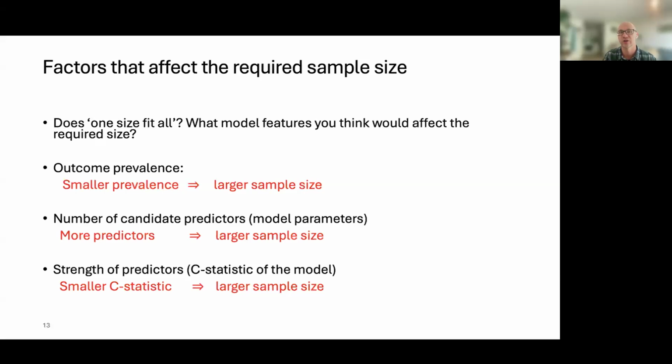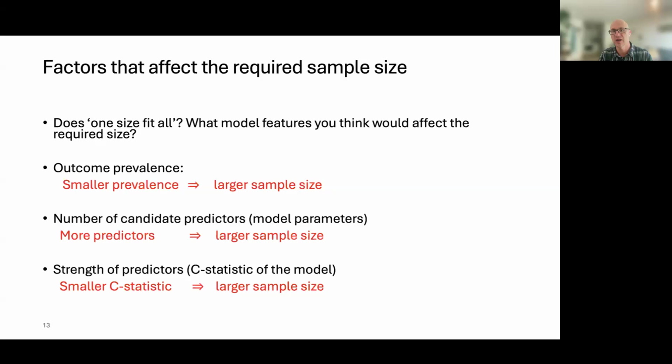Now, a smaller incidence would mean, as we're going to see in a bit, a larger sample size. So that's one determinant. The next is how many predictors I will have in my model. Again, it's intuitive that if I have to estimate more things, I need more information to estimate those things, and that means a larger sample size.